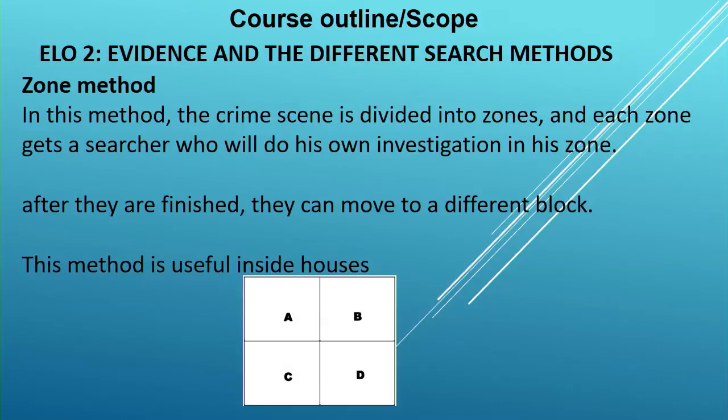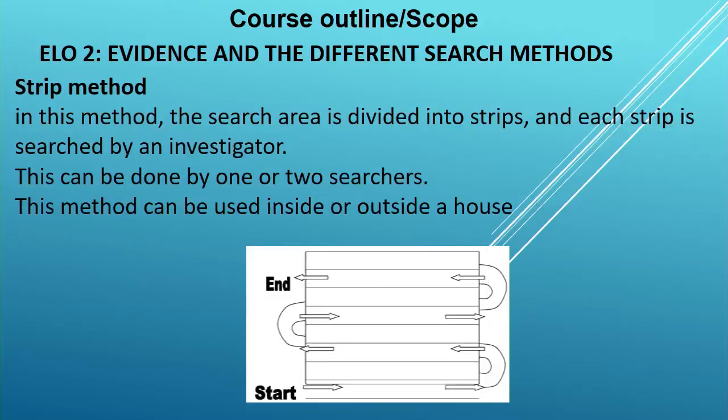Then we have the zone method. In this method, the crime scene is divided into zones, and each zone gets a searcher who will do his own investigation in his zone. After they are finished, they can move to a different block. This method is useful inside the house.